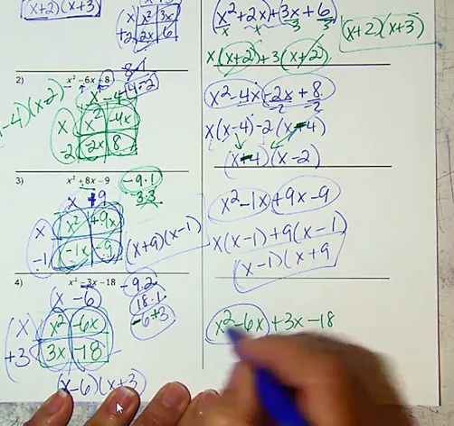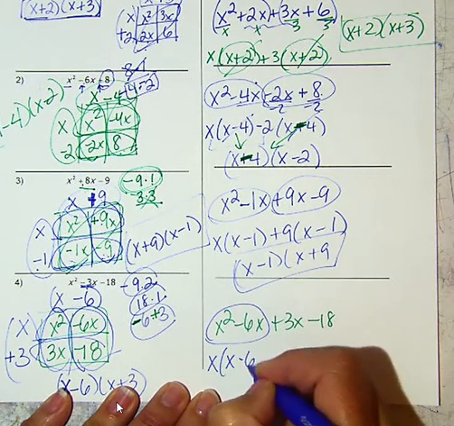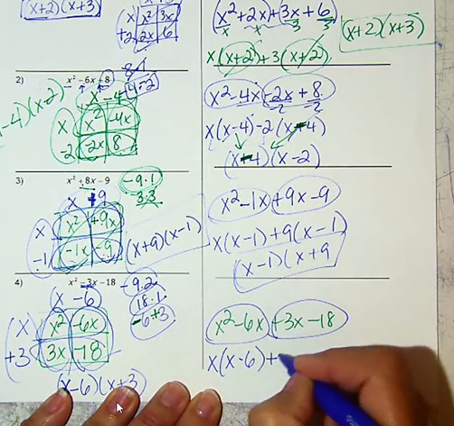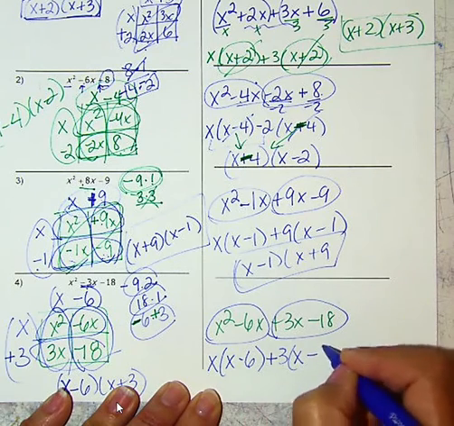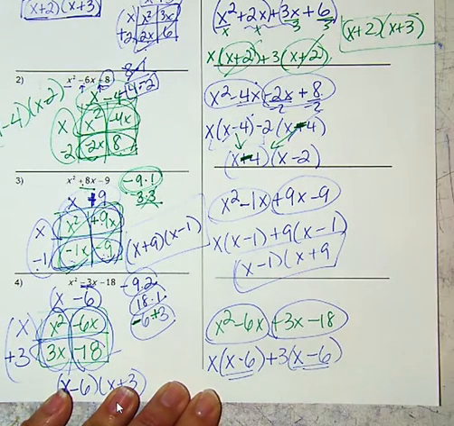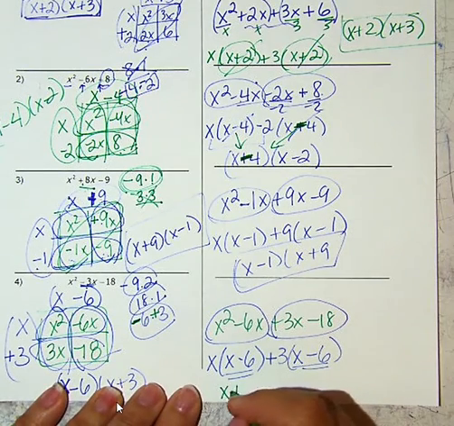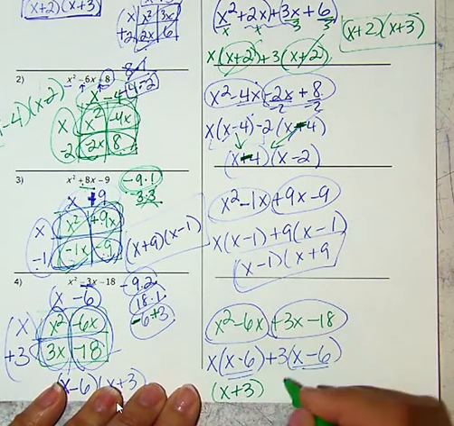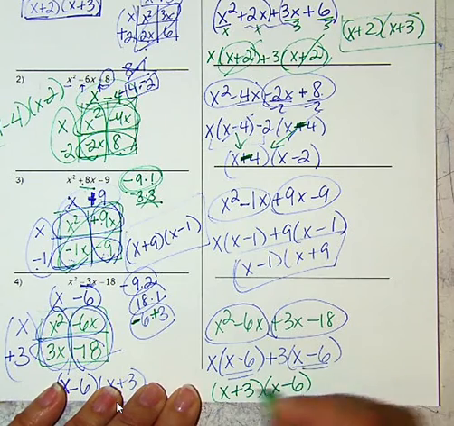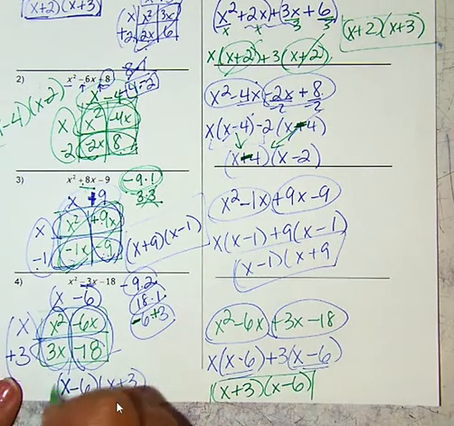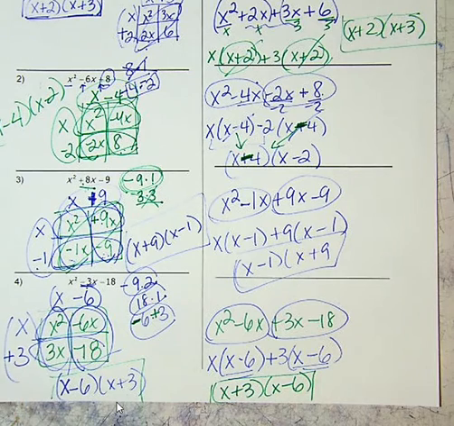With grouping, I take x out of this one. What do I have left? X minus 6. Positive 3. What do I have left? X minus 6. You want to make sure these end up being the same. If they don't, you probably made a mistake adding or subtracting, or it's just prime and you can't do it. X plus 3, x minus 6. And those are your two answers. It doesn't matter which one's first.